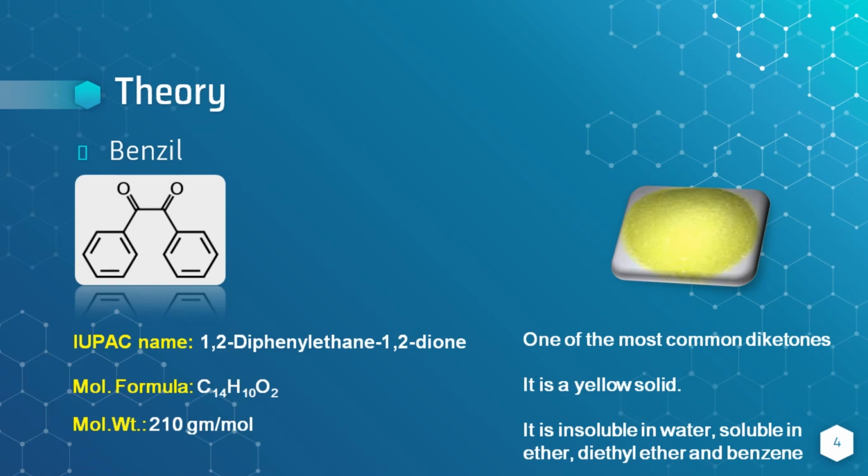As shown in the figure, you can see it is a yellow solid. It is one of the most common diketones. Moving on to its solubility, it is insoluble in water, soluble in ether, diethyl ether and benzene.